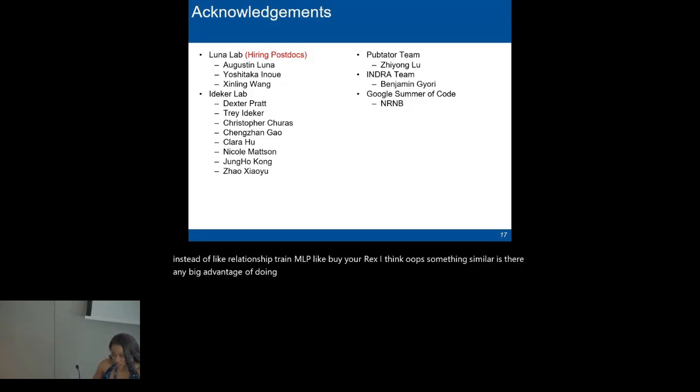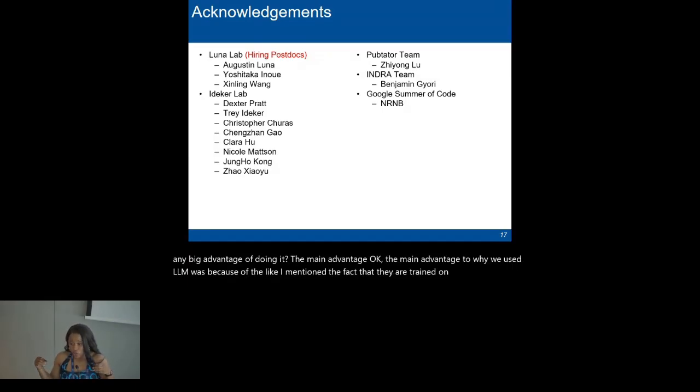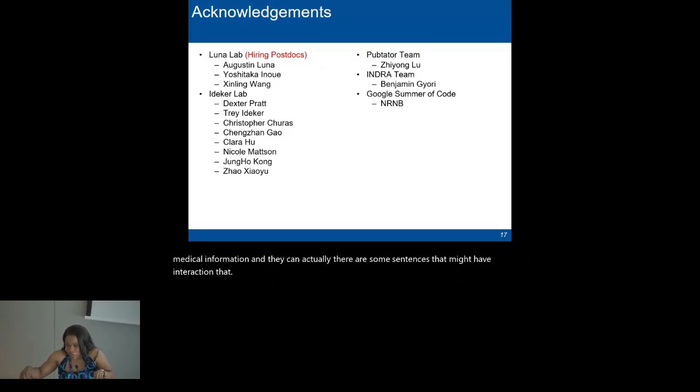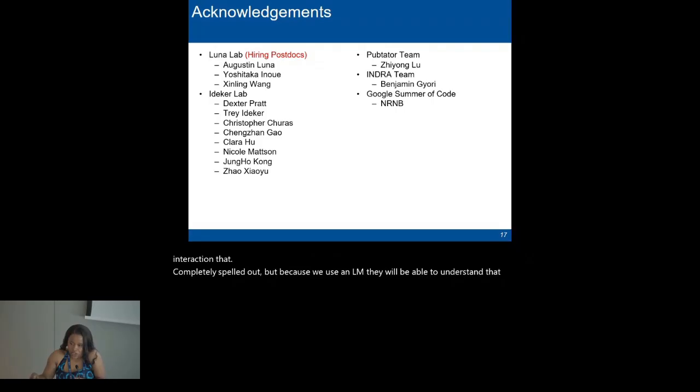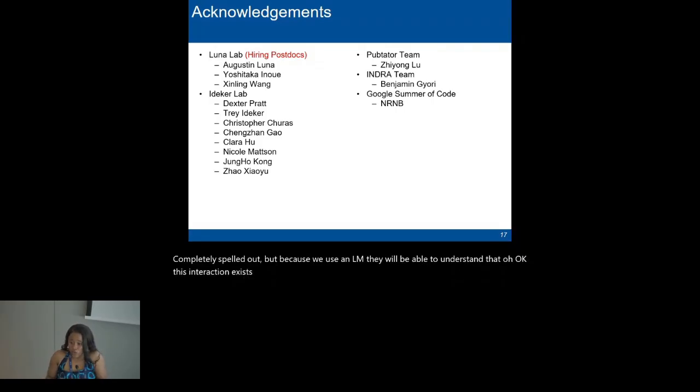The main advantage of why we used LLMs was, like I mentioned, the fact that they are trained on a lot of biological and medical information. Some sentences might have an interaction that is not completely spelled out, but because we use an LLM, it will understand that this interaction exists in the sentence, even though it was not directly spelled out. And because of their background knowledge from being trained on large scientific literature, they can bring out such interactions. That is what happened when we tried Indra and the LLM.